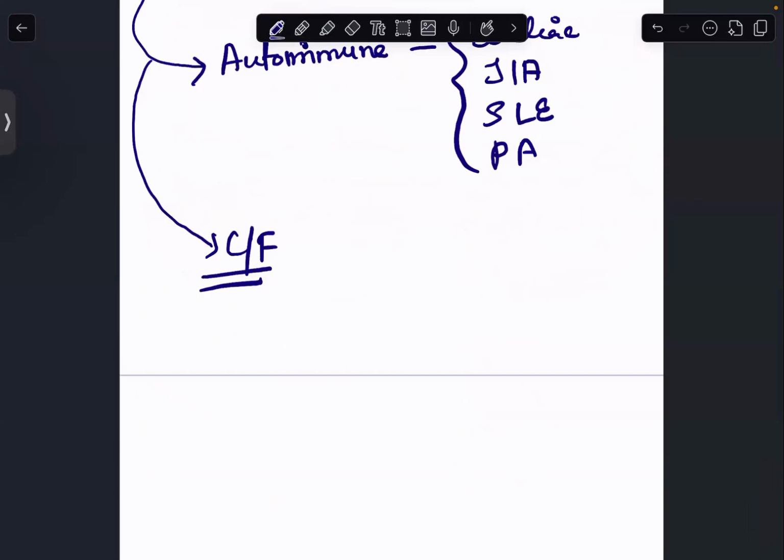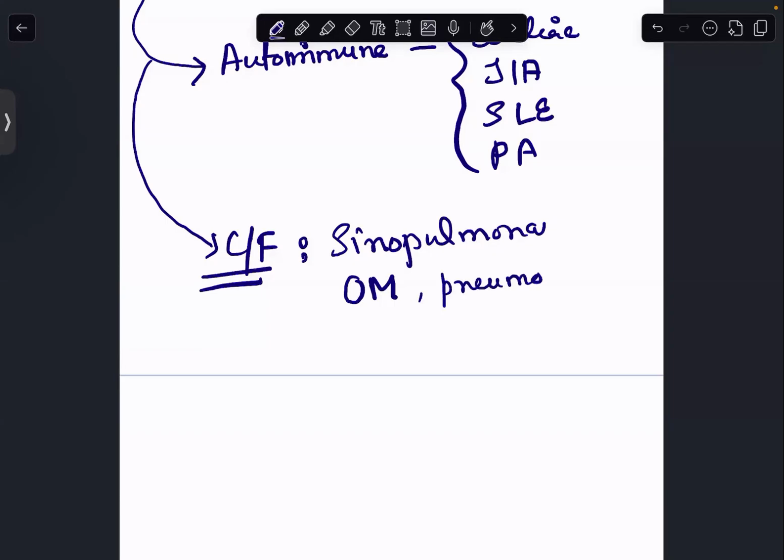Clinical features. Sometimes these children can be asymptomatic, but they can also present very commonly with sinopulmonary infection. When I say sinopulmonary, that means upper respiratory tract and lower respiratory tract infection. One important condition, otitis media, is very commonly associated, along with pneumonia.